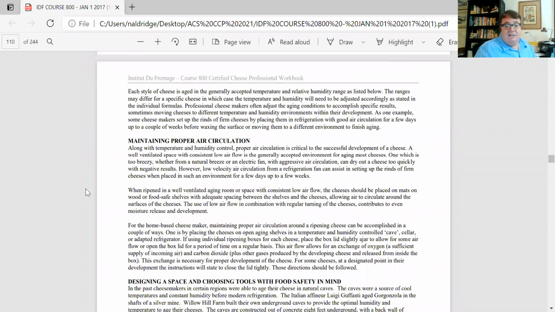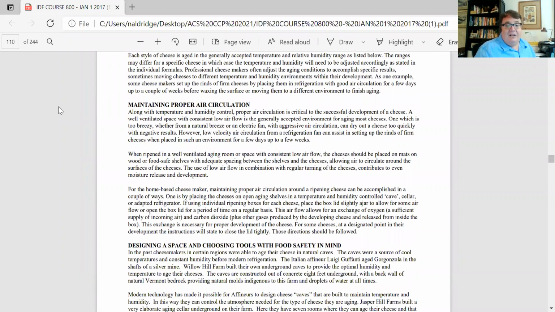Proper air circulation, again, know how you need to do that. I just brought that up. So maintaining proper air circulation is huge. And this second paragraph under that is what I highlighted in my book. When ripened in a well-ventilated aging room or space with consistent airflow, the cheeses should be placed on mats or wood or food-safe shelves with adequate spacing between the shelves and the cheeses. Things like that. That's a good thing to remember.